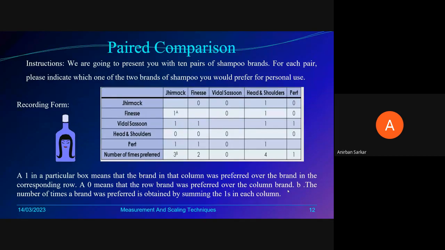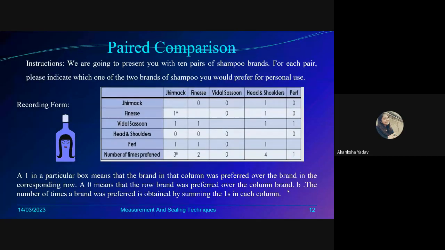Similarly, if you compare, say, Finesse with Jirmac, it is 0, which means Jirmac is preferred over Finesse. Similarly, if you see Finesse with Vidal Sassoon, Finesse is being preferred over Vidal Sassoon, that's why 1. Similarly, if you compare Finesse with Part, Finesse is preferred over Part, that's why 1. So this is how we fill up the matrix. Is this clear to you?